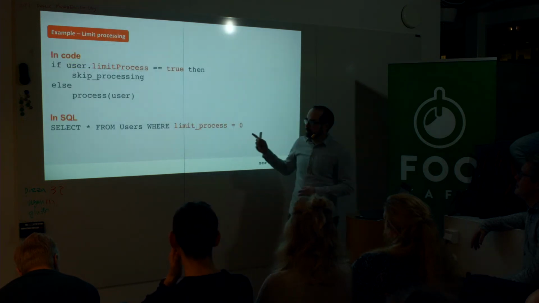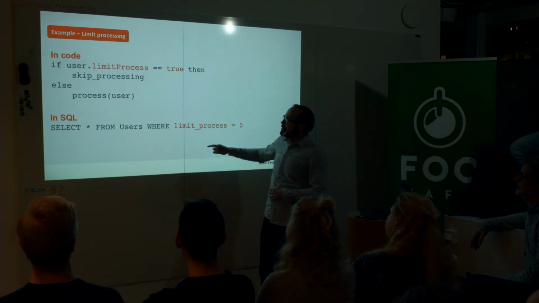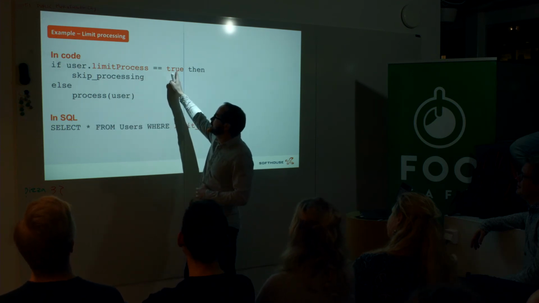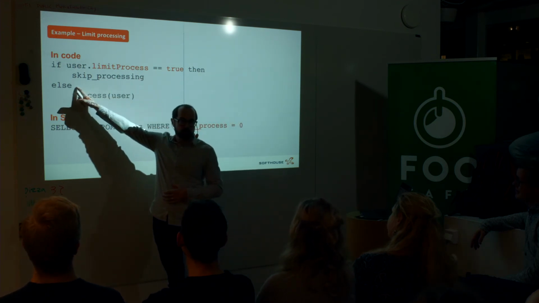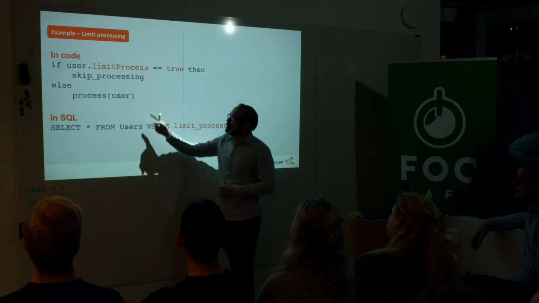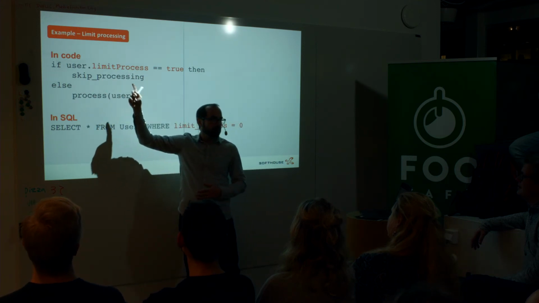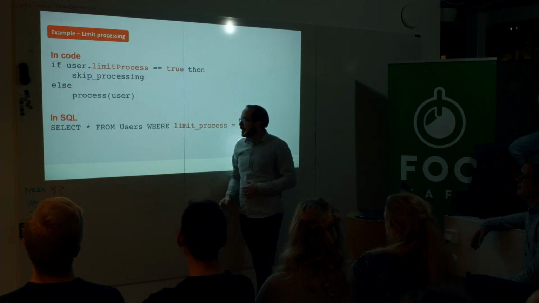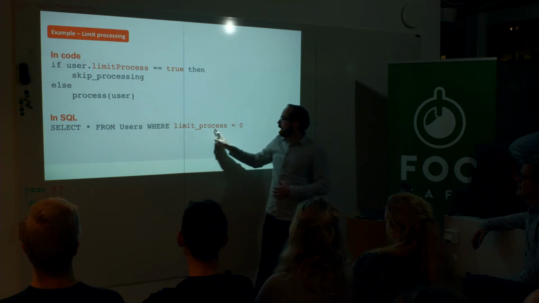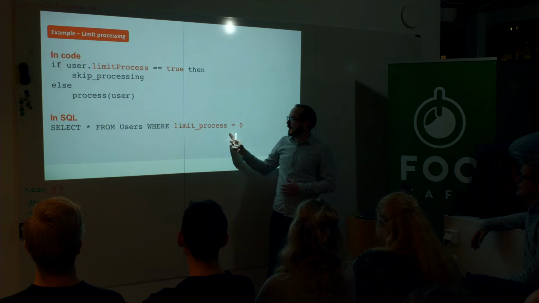So thinking about limiting processing, this is a really crappy example, but it's very simple. If we would have a flag on the user saying that we should limit processing, we need to skip processing. Otherwise, we could process it. So we might need to implement something like this, so we don't have to manually sit and edit things later on. If we were talking SQL, this would be a very silly example, but we only select users that don't have this flag set.